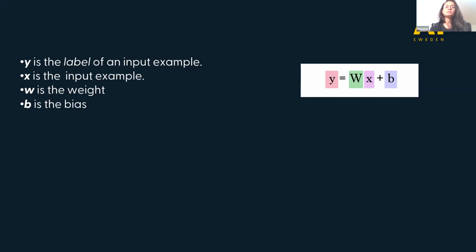Now, how do we figure out w and b? That is the whole of machine learning and deep learning. How do we figure out w and b, the weights and biases?